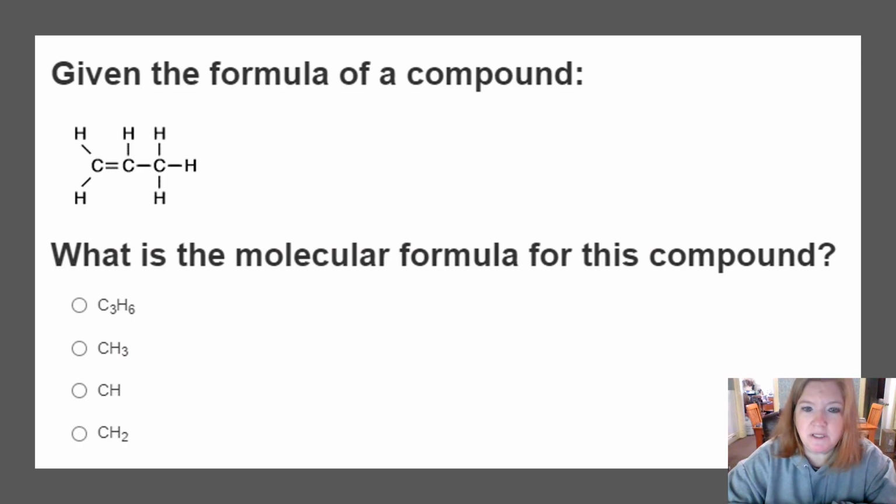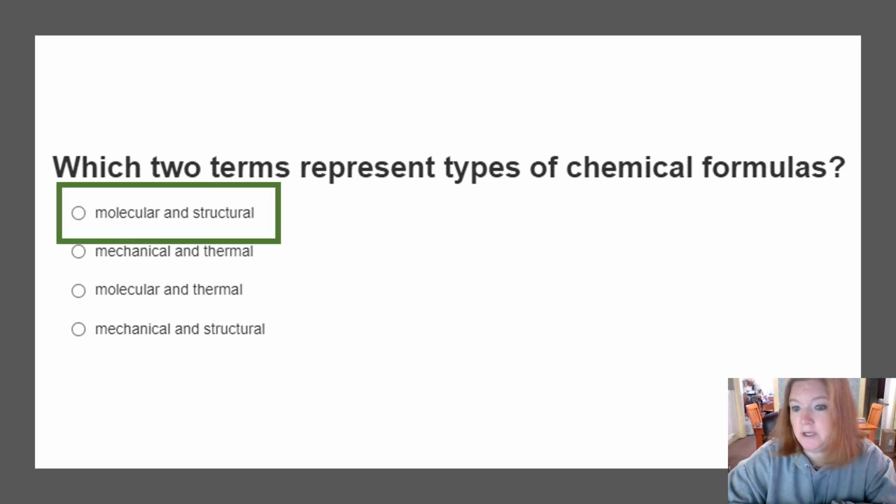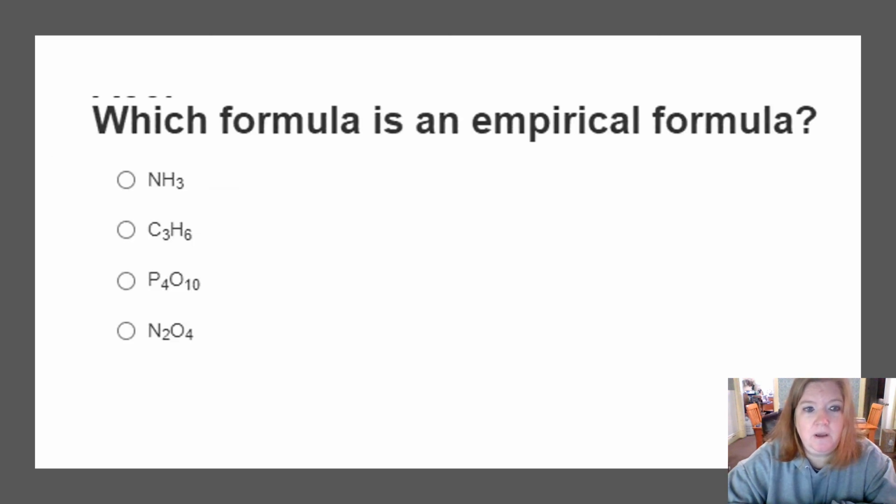All right, so if we're given this compound, what's the molecular formula? How do you find it? Just literally count. There you go. Which 2 terms represent types of chemical formulas? Well, we can have molecular and structural. Empirical is the other option. Which formula is empirical, meaning it can't be reduced? There you go.